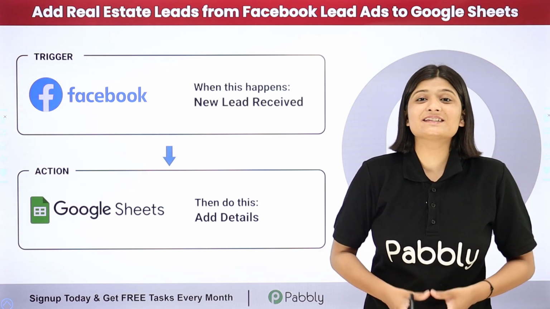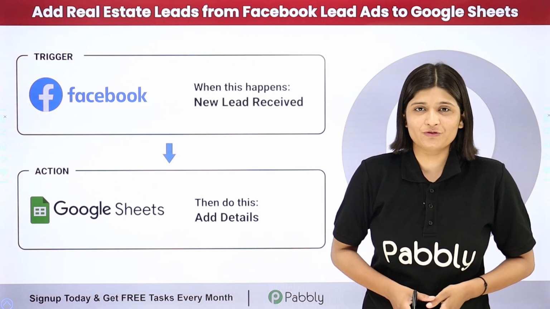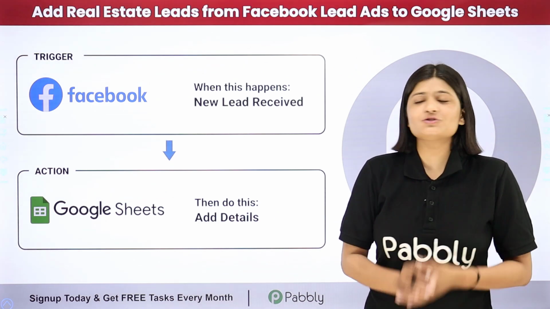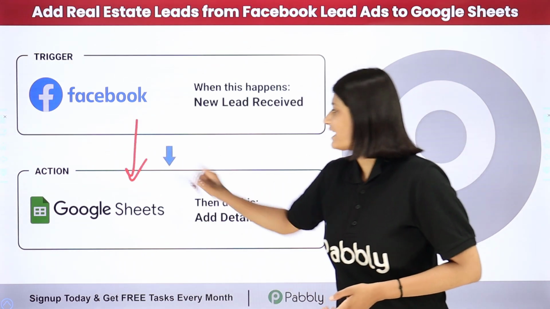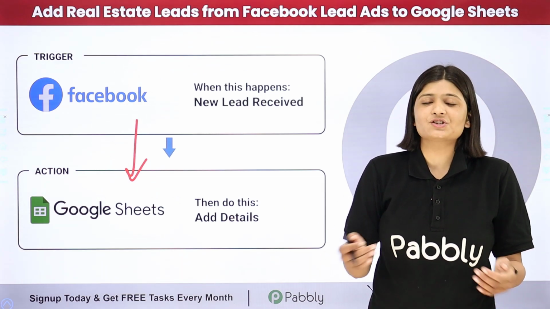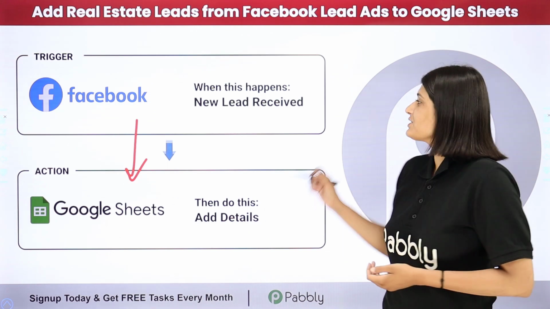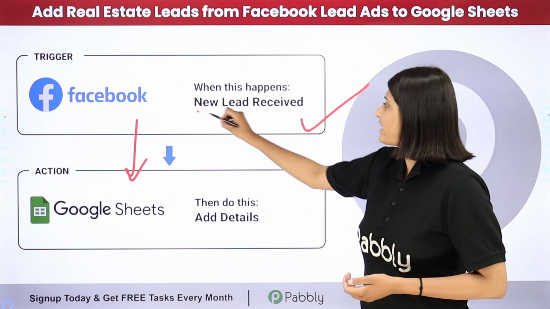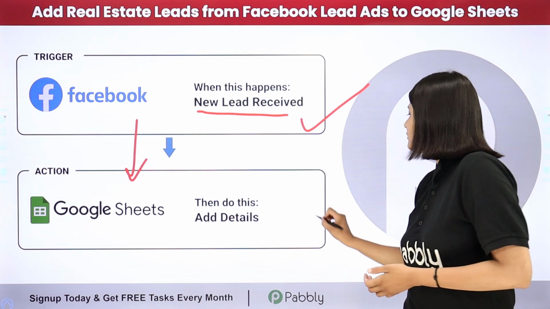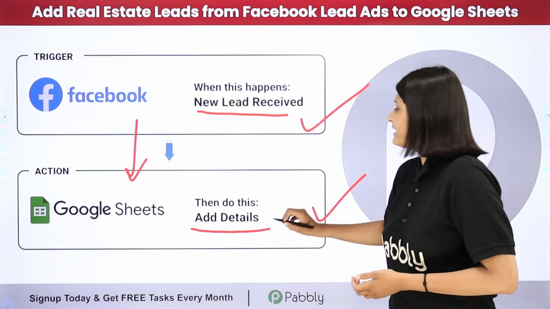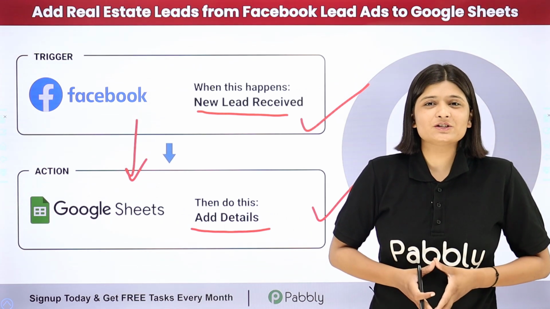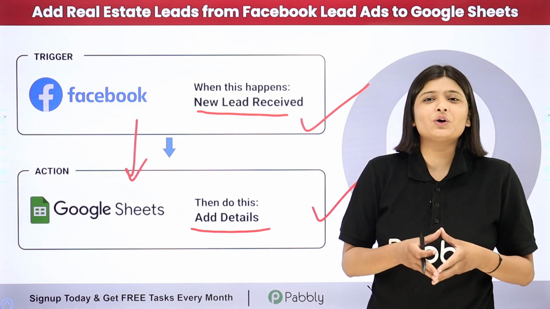So Pabbly Connect is an amazing automation and integration software which requires no coding or programming skills. Here I just need to build a connection between Facebook lead ads and Google Sheets. Pabbly Connect runs on two principles, which are trigger and action. Here as my trigger application, I'll take Facebook lead ads, from where I'll receive a new lead, and then in my action application, I'll take Google Sheets, where all these details of the lead will be added automatically. If you want to learn this amazing automation step by step, let me take you all to my screen.